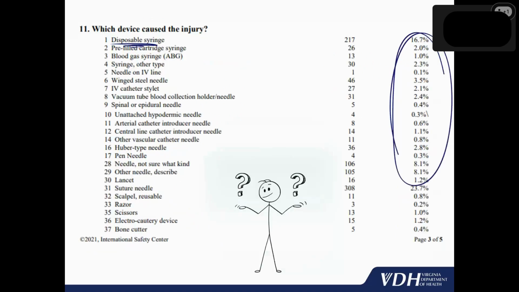In 2020, needle sticks accounted for 53.8% of reported sharps injuries, and this trend continued in 21 and 22, with both years of sharps injury reports hovering around 50%. A report from EpiNet in 2020 shows that disposable syringes were the most common device causing needle stick injuries, accounting for 16.7% of cases, followed by sutures at 23.7%. The data emphasizes the need to focus on all types of needles, not just disposable syringes, as they collectively contribute to a significant portion of sharps injuries.